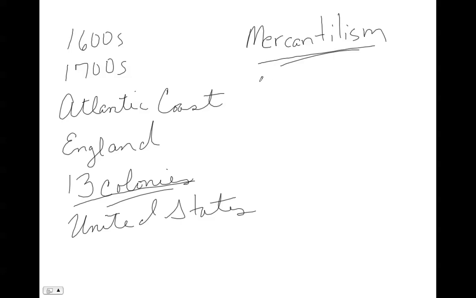I'm going to begin by giving you the textbook definition. So mercantilism was the predominant European economic theory of the 17th and 18th centuries. So this, again, the 1600s and 1700s. And it was the belief that national wealth and power could only be achieved through a favorable balance of trade.